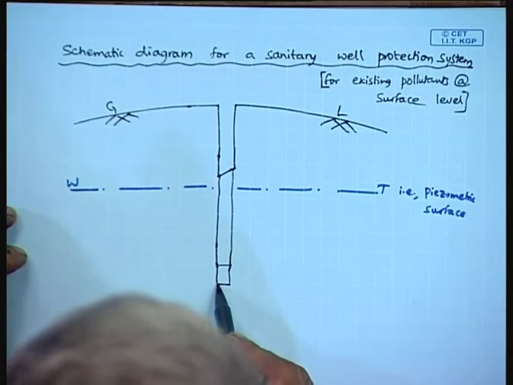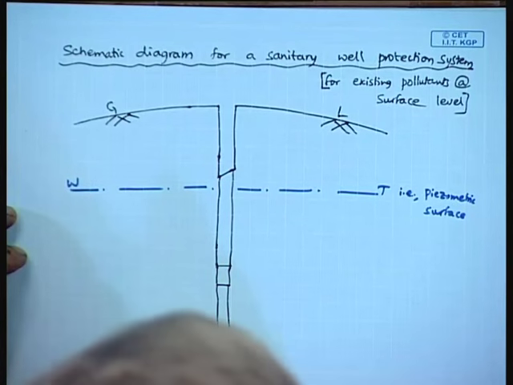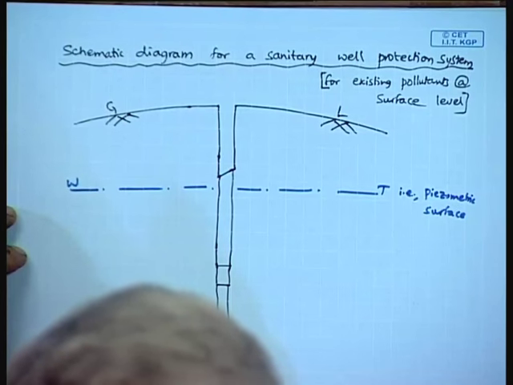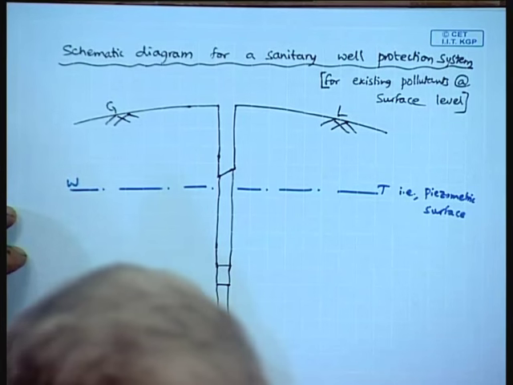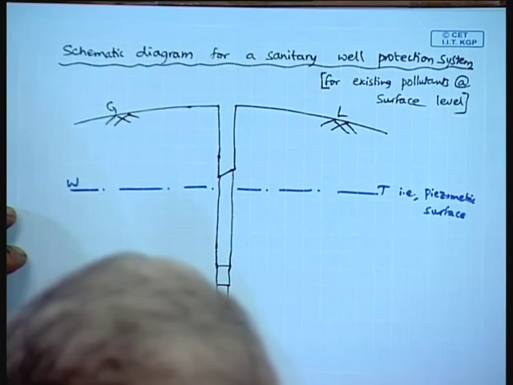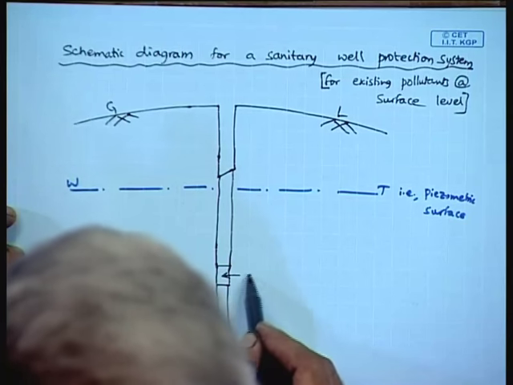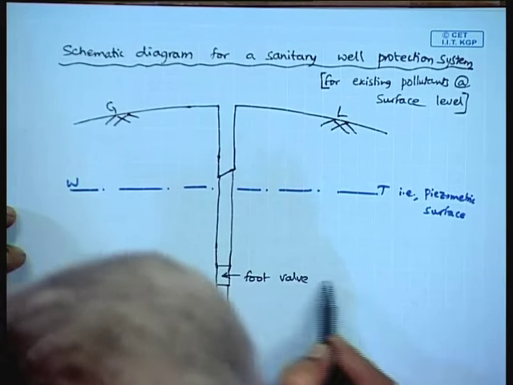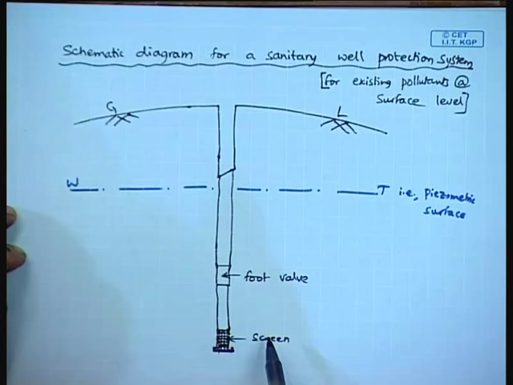Further, the lowermost portion is the screen, and then this is the screen cap just at the bottom of this one. So this is the foot valve, and this is the screen.